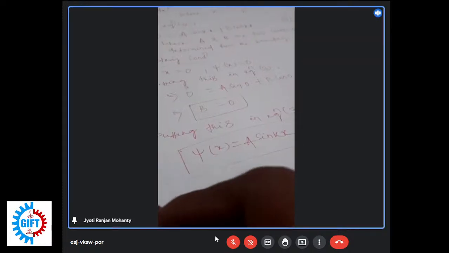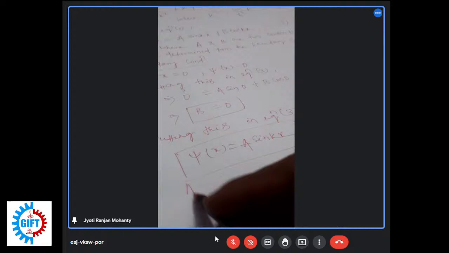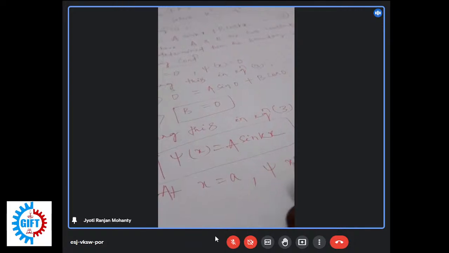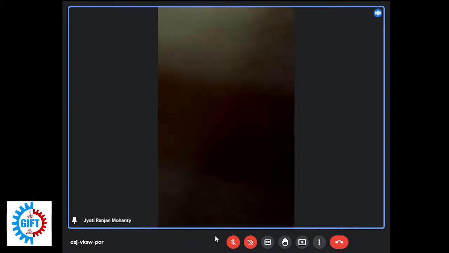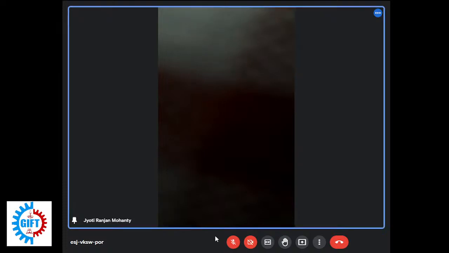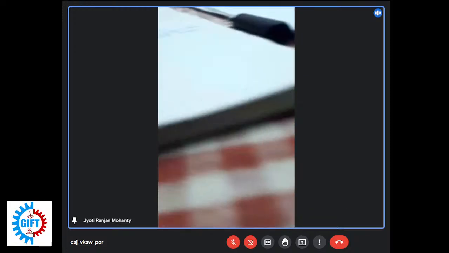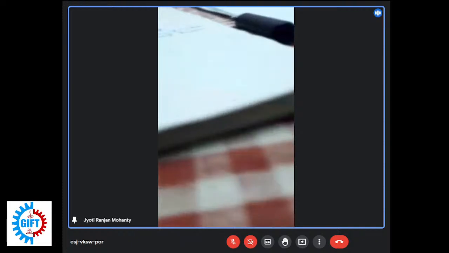Now we have to apply the second boundary condition. At x is equal to a, what is your psi x? Who can say? 0. Very good. Psi x is equal to 0, because that is the wall of the potential box where the particle does not exist. If the particle does not exist, how can we find the wave function? The wave function becomes 0.